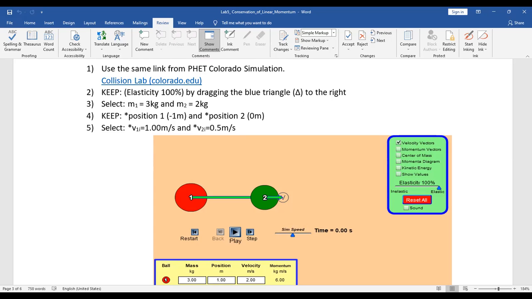This is 1.5, 1.5, 2 times 0.75. Of course this is then 4.5 plus 1.5. That can be 6 kilogram meter per second.